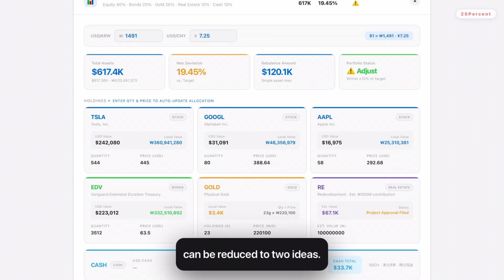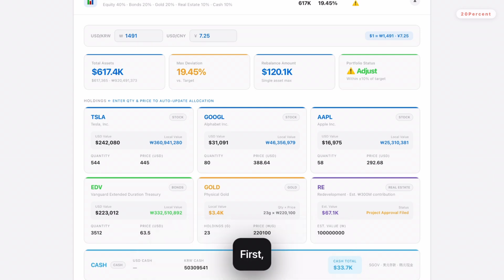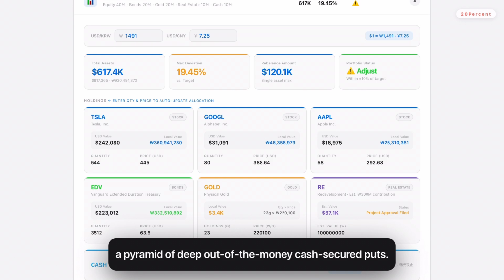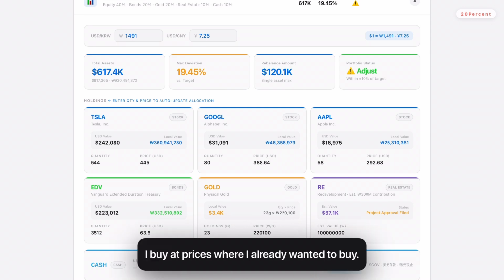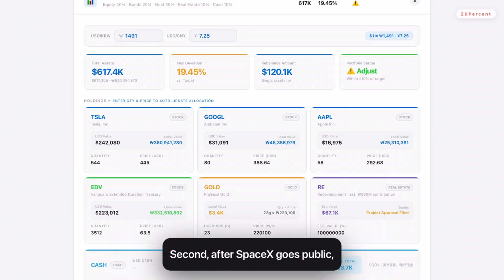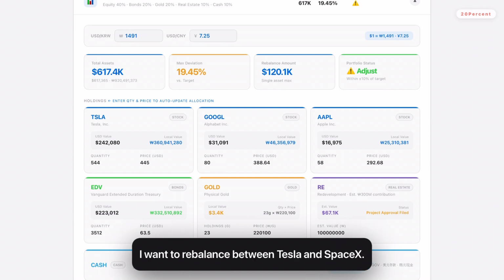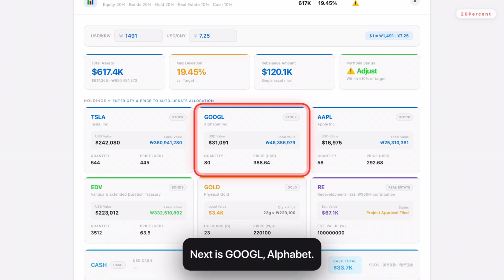My future strategy can be reduced to 2 ideas. First, a pyramid of deep, out-of-the-money cash-secured puts. If the price does not fall, I collect premium. If the price falls far enough, I buy at prices where I already wanted to buy. Second, after SpaceX goes public, I want to rebalance between Tesla and SpaceX.